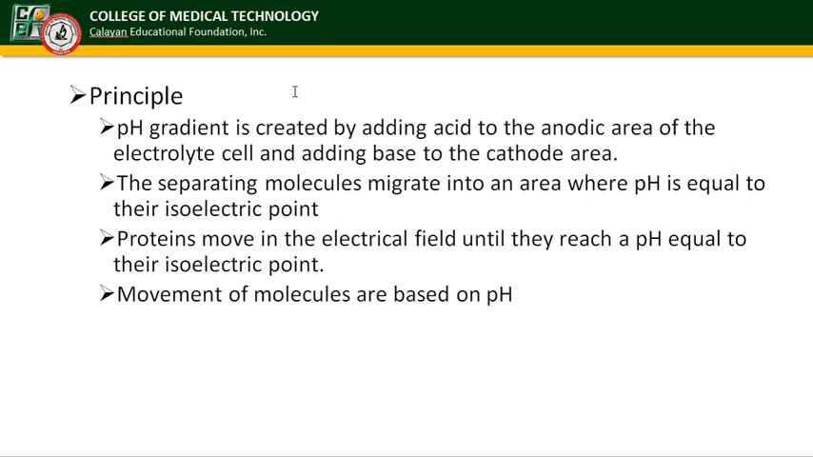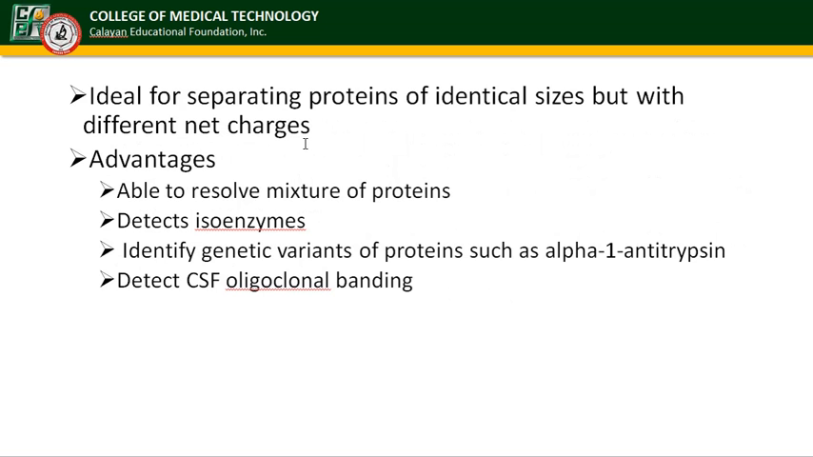Proteins move into the electric field until they reach a pH equal to their isoelectric point. Movement of molecules are based on pH. So, they are ideal for separating proteins of identical sizes but with different net charges. So, kapag net charge yung gagamitin natin pang detect, ito yung ginagamit. Advantages, they are able to resolve mixture of proteins. So, kapag kasi protein, pwedeng same size sila, kaso magkaiba sila doon sa charge, tsaka doon sa kanilang chemical composition. So, they detect isoenzymes, and they identify genetic variants of proteins such as alpha-1 antitrypsin. They also detect CSF oligoclonal banding.